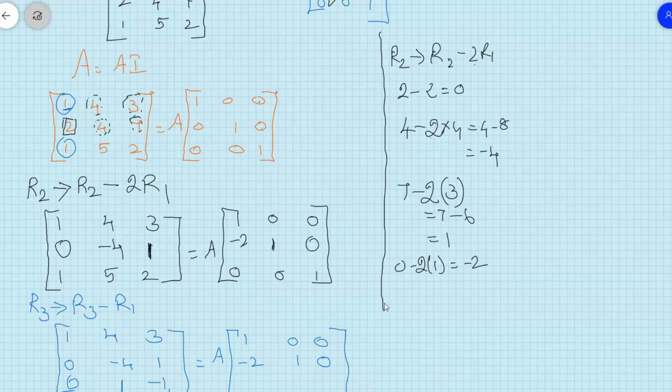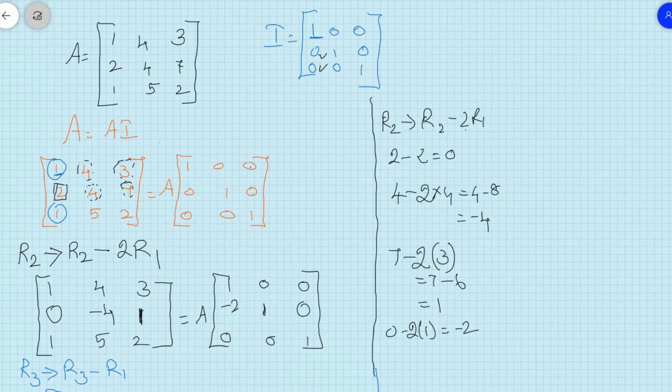Since it is easy, I didn't write it in this workout area. So this is 1 minus 1, 5 minus 4, 2 minus 3, that is minus 1. Now 0 minus 1 is minus 1, 0 minus 0 is 0, 1 minus 0 is 1. So we have completed the first column, right? That is, the first column of the required matrix is being completed.